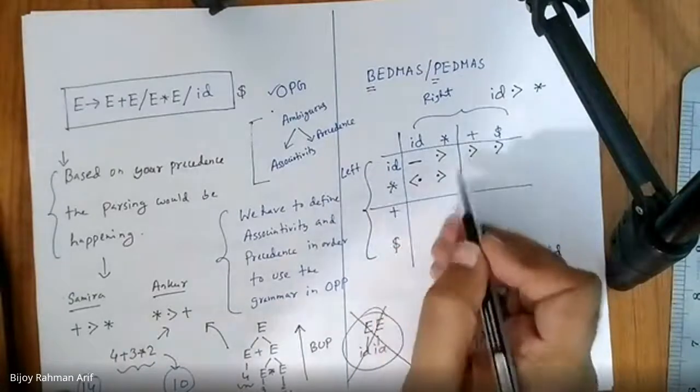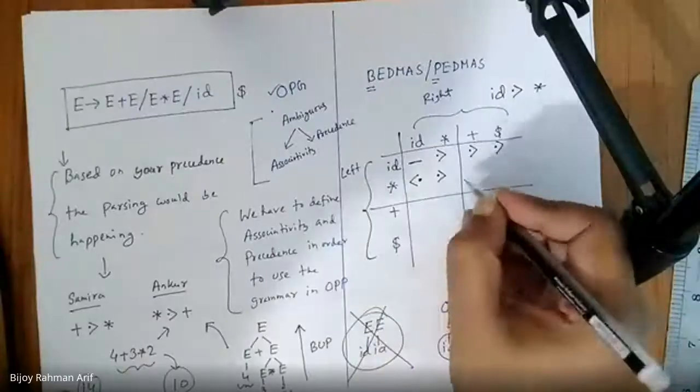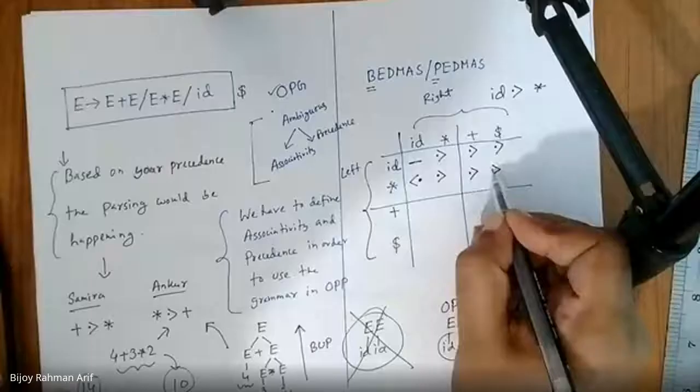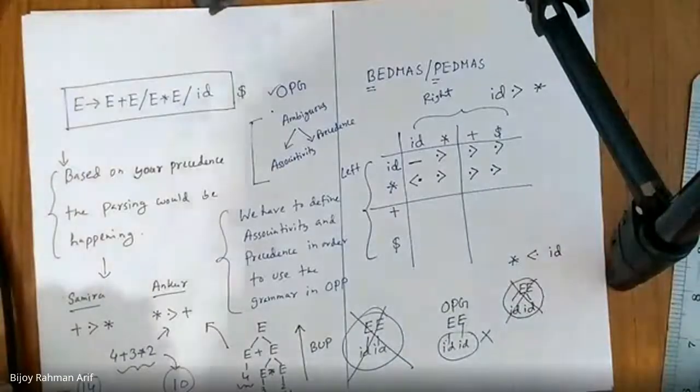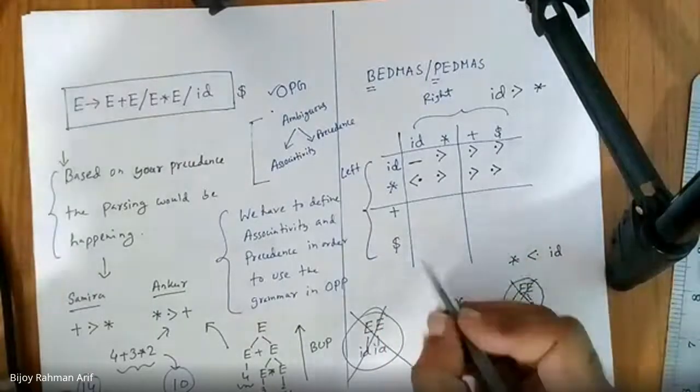Then star and plus. What would be the associativity? Star has higher precedence, so this would be greater than. And dollar also has the least precedence. ID has the highest precedence, and dollar has the least precedence. Now let's go to plus and ID. What would be the case? Less than.